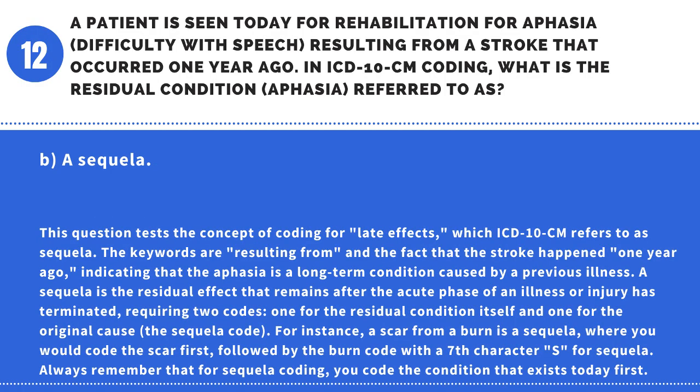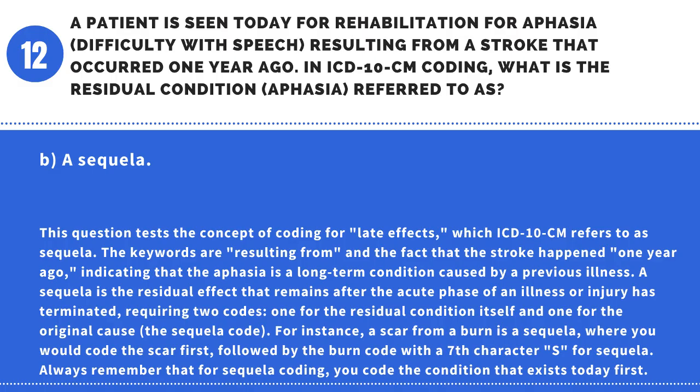Answer B. A sequela. This question tests the concept of coding for late effects, which ICD-10 refers to as sequela. The keywords are resulting from and the fact that the stroke happened 1 year ago, indicating that the aphasia is a long-term condition caused by a previous illness. A sequela is the residual effect that remains after the acute phase of an illness or injury has terminated, requiring 2 codes, one for the residual condition itself and one for the original cause, the sequela code.